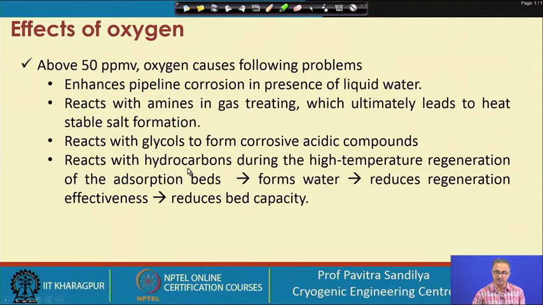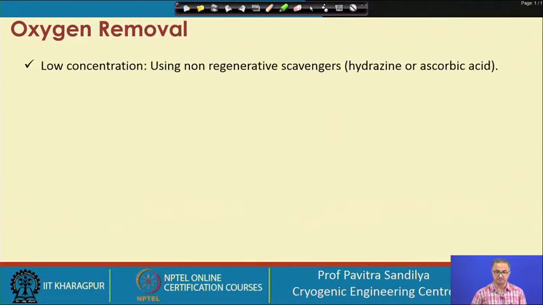It can react with hydrocarbons during high-temperature regeneration of the adsorption beds, and then it forms water. If water is formed, it reduces the regeneration efficiency by causing cooling, because in regeneration we need high temperature, but water will subdue the heating effect. That is how it reduces the regeneration efficiency, and thereby reduces the bed capacity for regeneration.